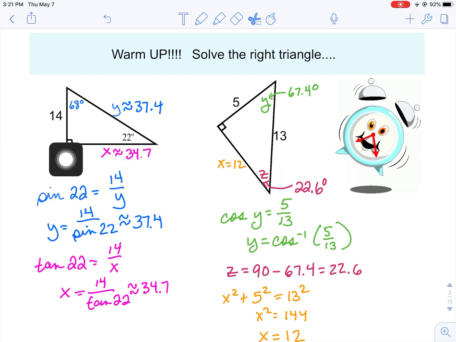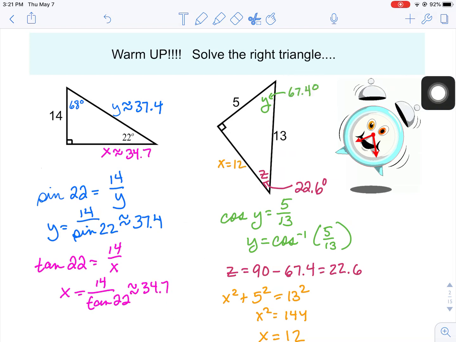To find this side, I used tangent. Now, I could have used Pythagorean theorem because I have two sides of a right triangle, but since this is rounded, I did not want to carry forward any kind of rounding error because sometimes it can be significant. So instead, I used tangent in order to find side x. Tangent of 22 is opposite over adjacent, or 14 over x. I multiplied both sides by x and divided both sides by tangent of 22. And I found that side was 34.7.